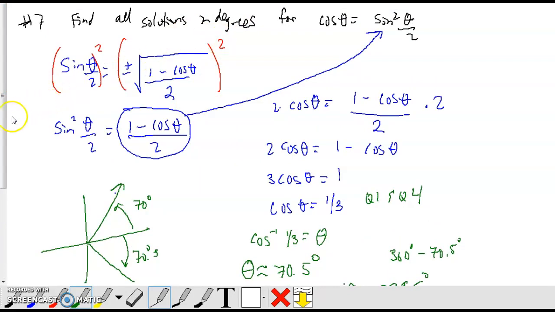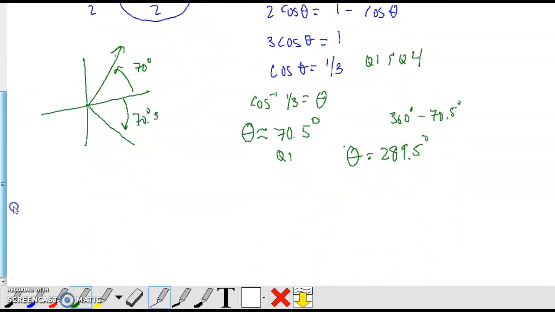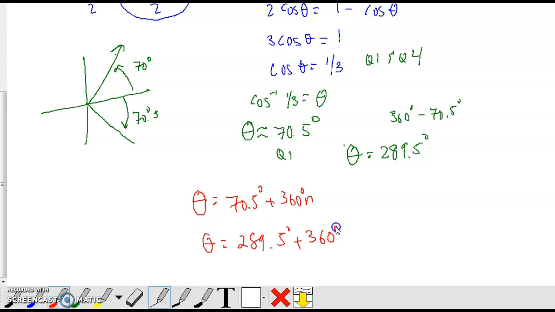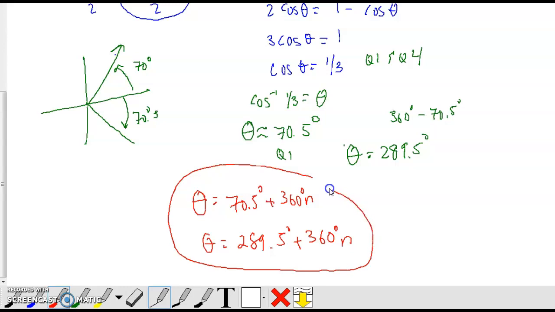But this problem didn't want us to find answers between certain numbers. We want to find all of our solutions, so this is where the equations come into play. We say theta is equal to 70.5 plus 360n, and theta is equal to 289.5 plus 360n. So we have two equations. We don't have to worry about plugging in anything, and we're done.